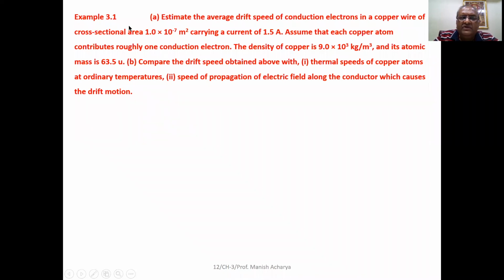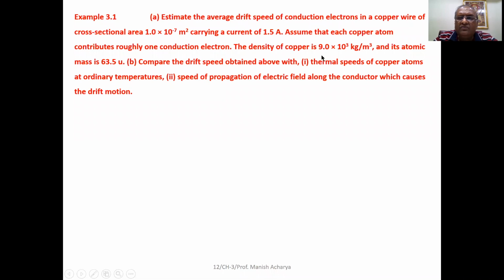Example 3.1. A. Estimate the average drift speed of conduction electrons in a copper wire of cross-sectional area 1 × 10^-7 m² carrying a current of 1.5 ampere. Assume that each copper atom contributes roughly one conduction electron.